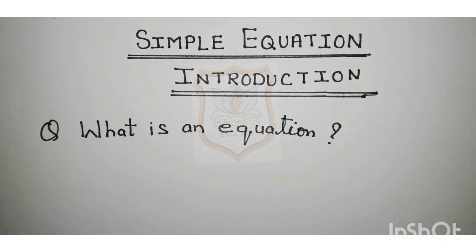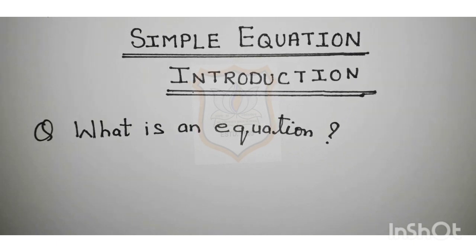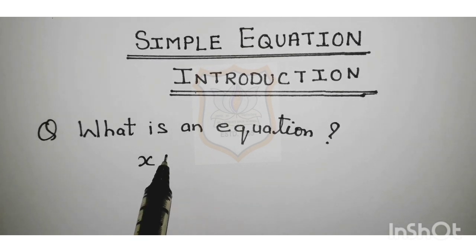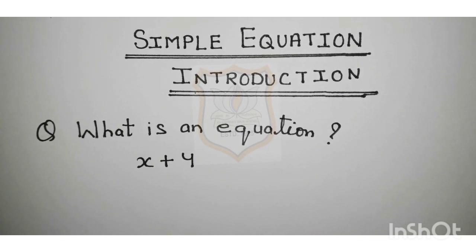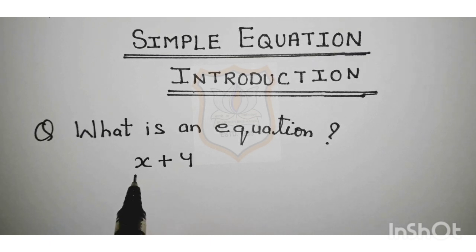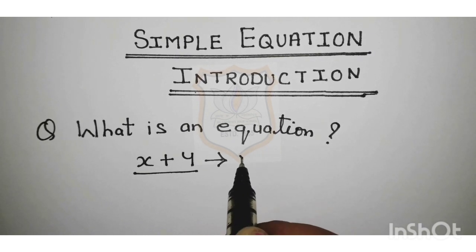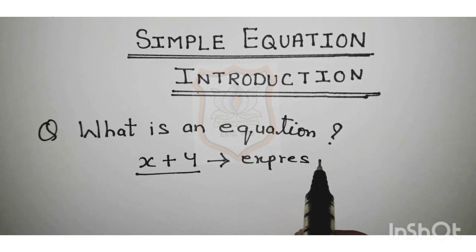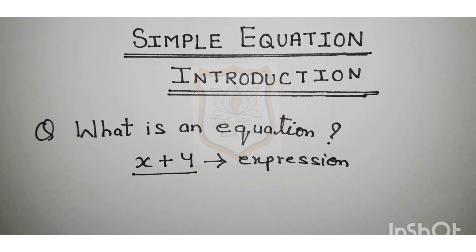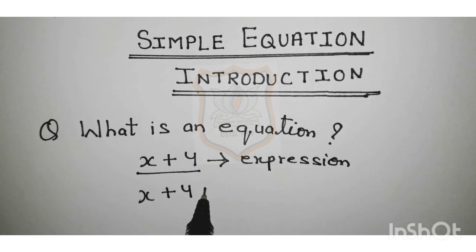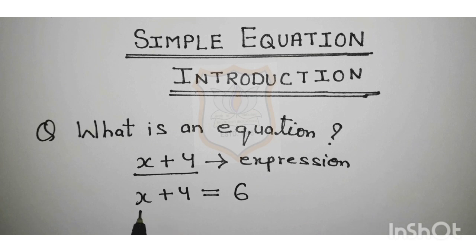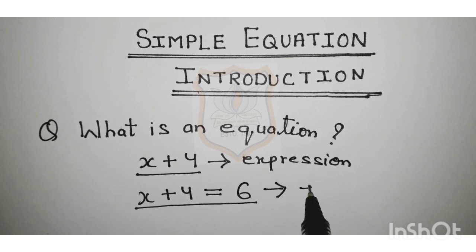I will explain you by giving an example. For example, x plus 4 is given. Students, this is not an equation. This is an expression. But if we put the sign of is equal to after that, it will become an equation. x plus 4 is equal to 6. Now, this is an equation.